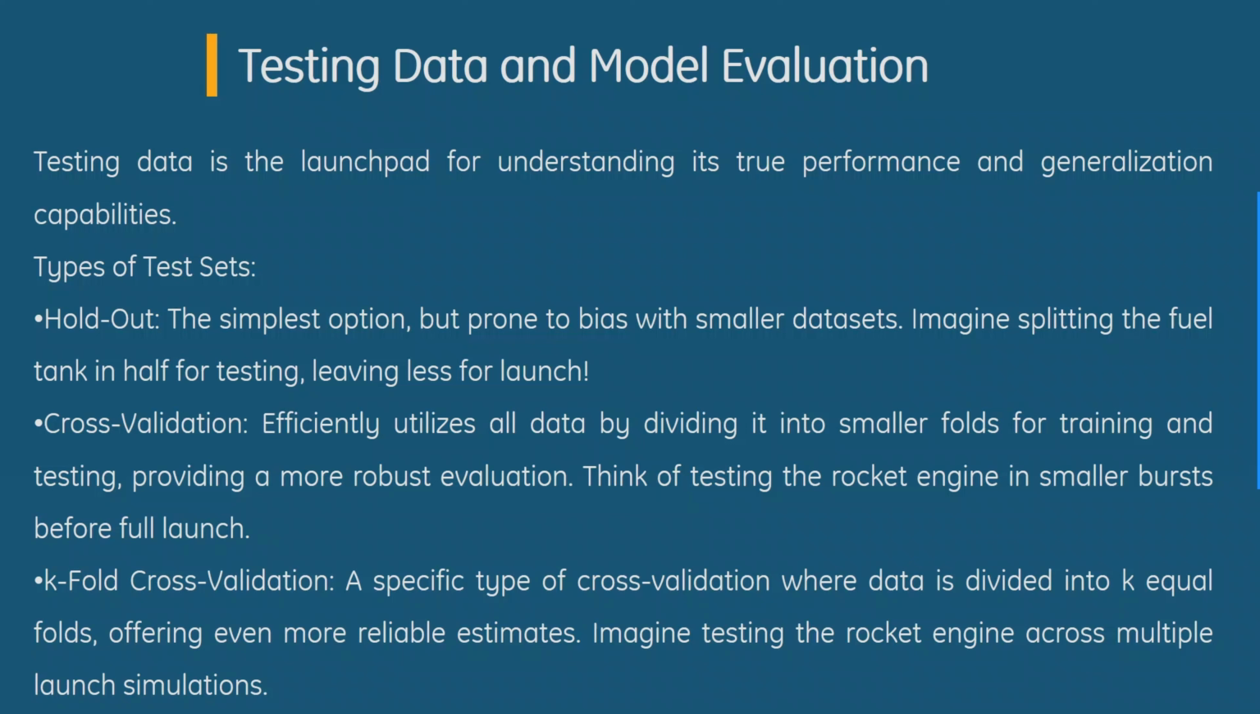There are types of test data. The first one is holdout, the simplest option but prone to bias with smaller datasets. Imagine splitting the fuel tank in half for testing, leaving less for the launch. And then we have cross validation, which efficiently utilizes all data by dividing it into smaller folds for training and testing, providing a more robust evaluation. Think of testing the rocket engine in smaller bursts before the full launch.